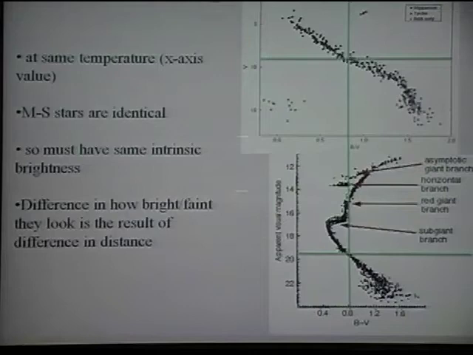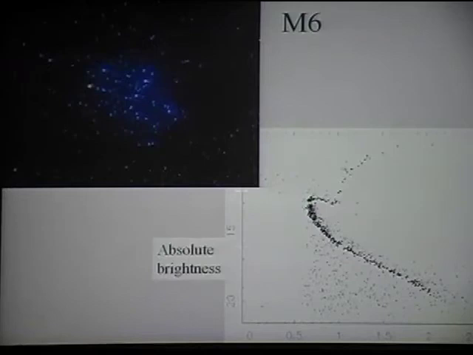Here we have some other star clusters. M6, we have the HR diagram for M6 on the bottom left. We get a main sequence. We also get a scatter plot. All the dots down here, that's telling us something. It's telling us the stars that ended up there probably have nothing to do with this cluster. They're just in the same direction.